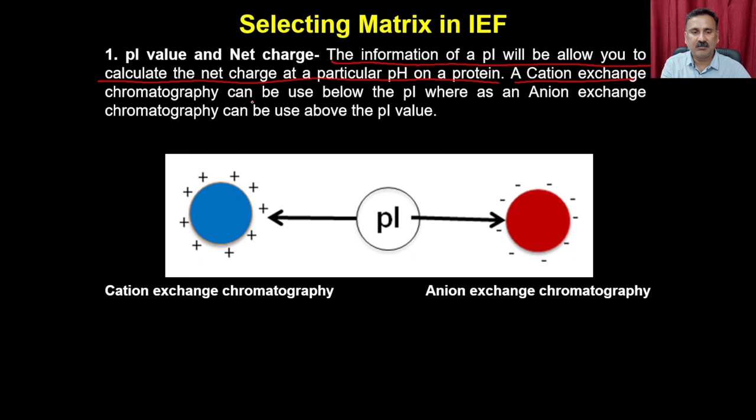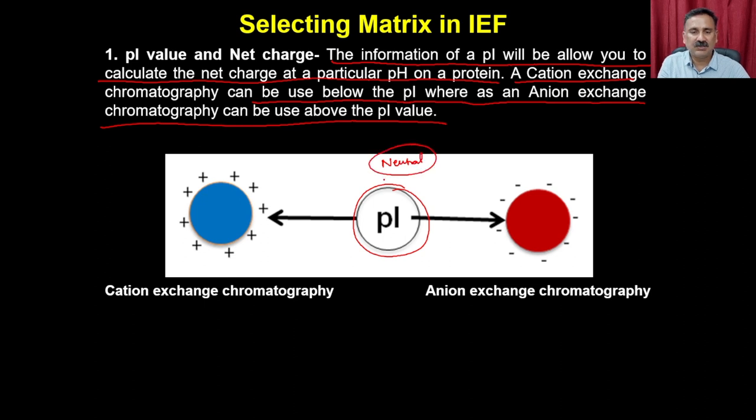Cation exchange chromatography can be used below the PI, whereas anion exchange chromatography can be used above the PI. If you are at the PI pH, the protein is going to be neutral, meaning the amount of positive and negative charge is the same. If you go to a lower pH, it is going to be positively charged, so you can use cation exchange chromatography. If you go above this particular pH, anion exchange chromatography is used because the protein is going to be negatively charged.